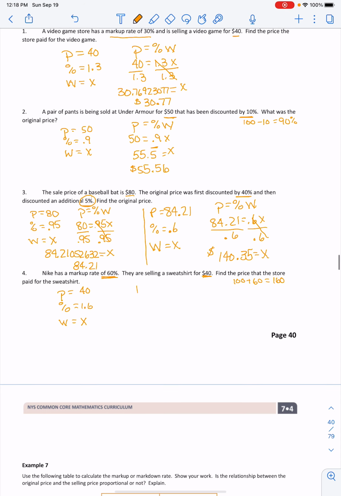So now we have P, percent, and W. So we have 40 equals 1.6 times X. So we divide both sides by 1.6. So that 40 divided by 1.6, it actually costs $25. And that ends today's lesson.